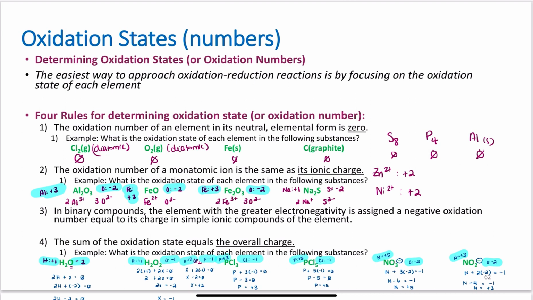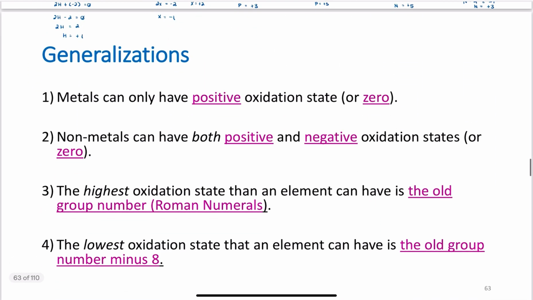For generalizations about all of this that will help you determine the right states. First, metals can only have a positive oxidation state or zero. Why? Because metals are not going to gain electrons to make negative states.